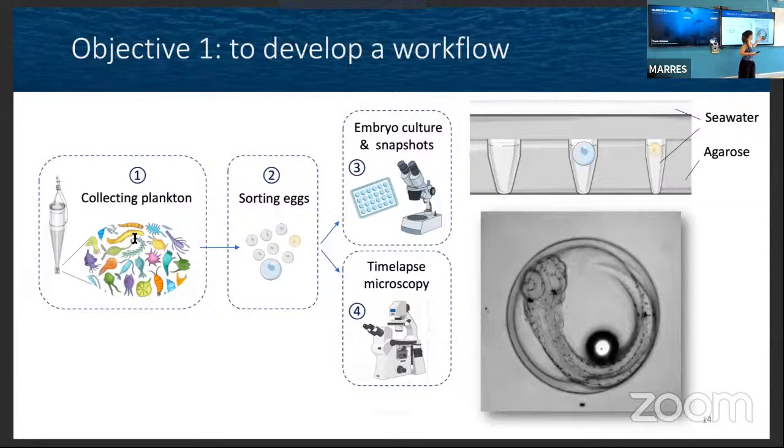And here, again, it was my favorite video, so I'm sorry, but you would have seen the whole development of this bony fish from the early stage of the development until the hatching.